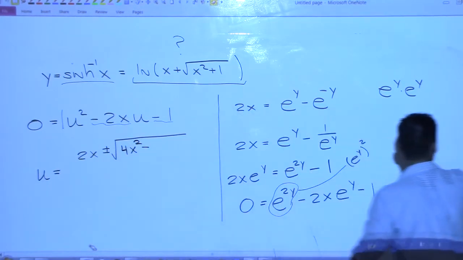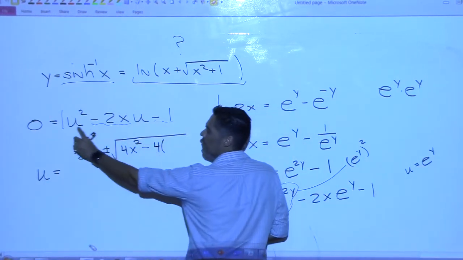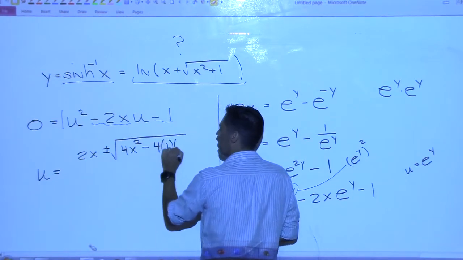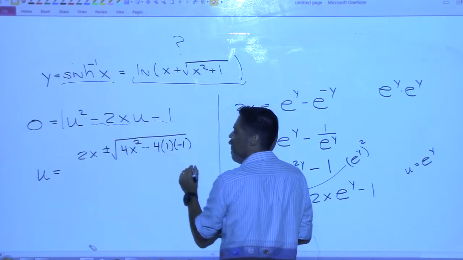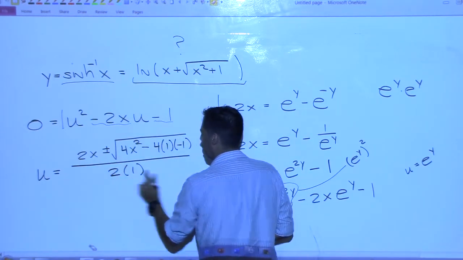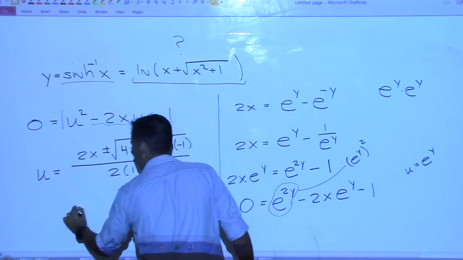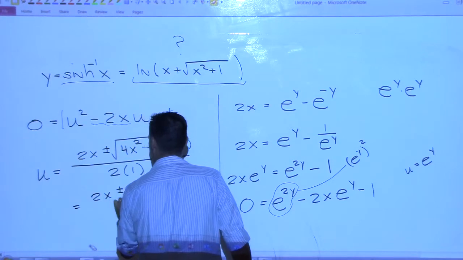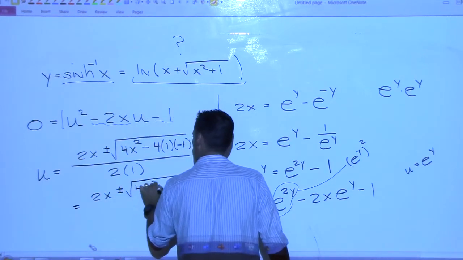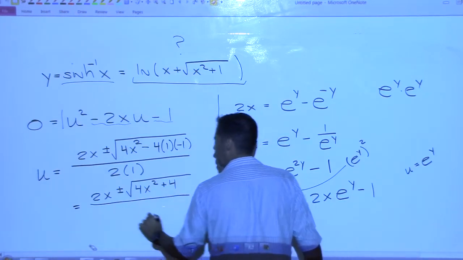minus 4 times a times c. So that for us is 4 times a is 1, times c is negative 1, all over 2 times 1. All right, let's clean this up. This is just 2x plus or minus the square root of 4x squared minus 4 over... oh no, not minus 4, plus 4, sorry, all over 2.